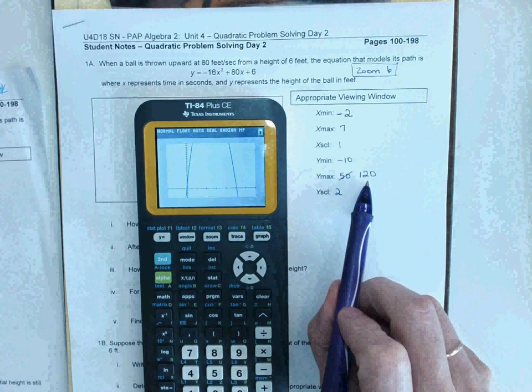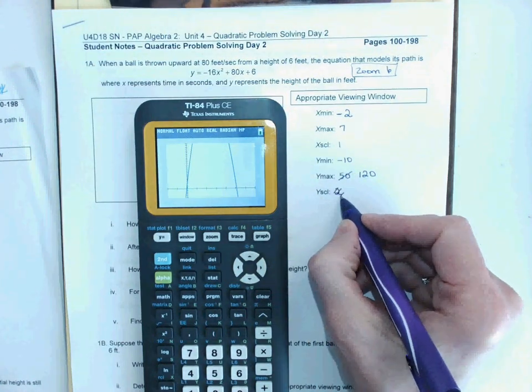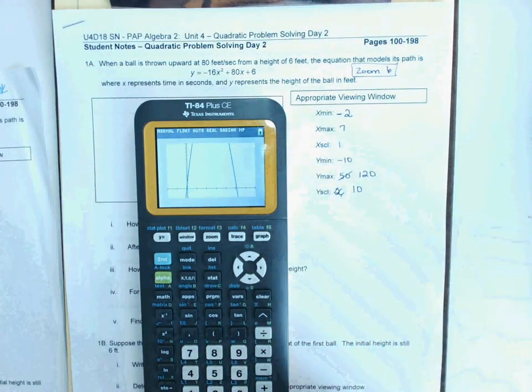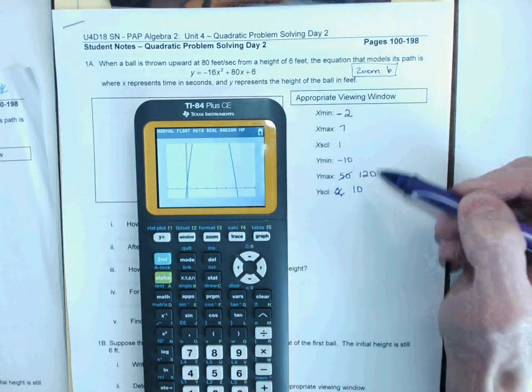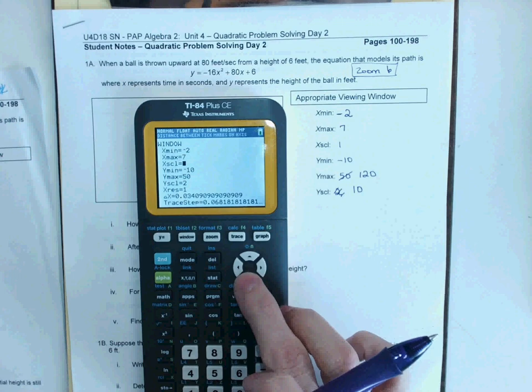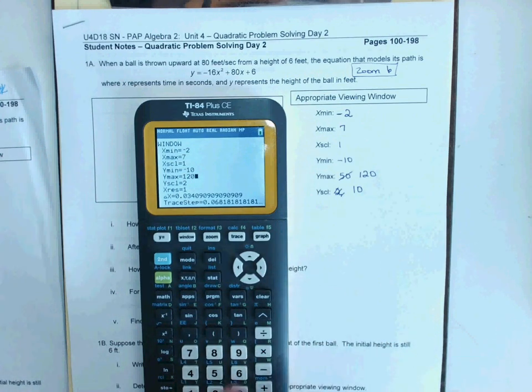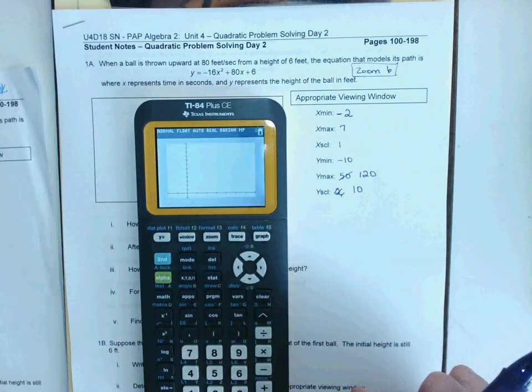And if I'm going to go that high, I think I want my scale to be something more like 10 each. I don't like that, so let's go and change that. Y max, I'm going to change it to 120 and make my scale more like 10. And see if we're happy with that window. Beautiful. Very nice, very nice.